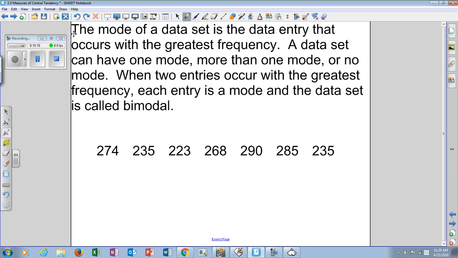The mode of a data set is the data entry that occurs with the greatest frequency. A data set can have one mode, more than one mode, or no mode. When two entries occur with the greatest frequency, each entry is a mode, and the data set is called bimodal. Okay, so if we look at this data set, the mode is the entry that occurs the most. So I have 274, 235, 223, 268, 290, 285, and 235. I have 235, so my mode is 235.